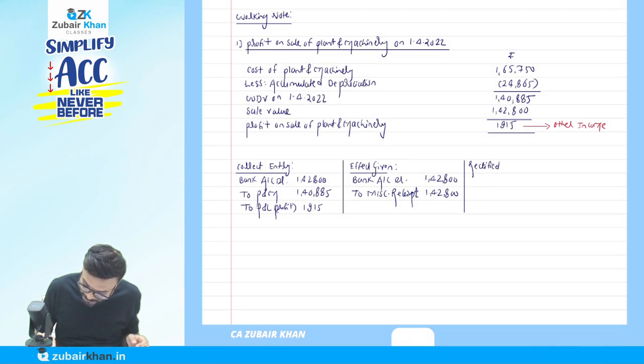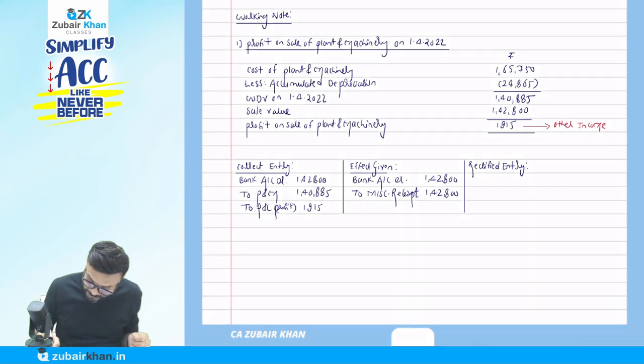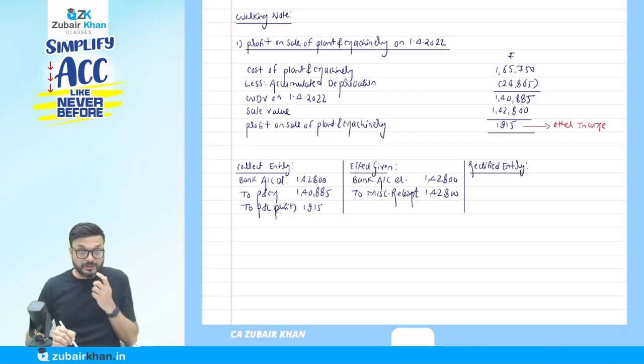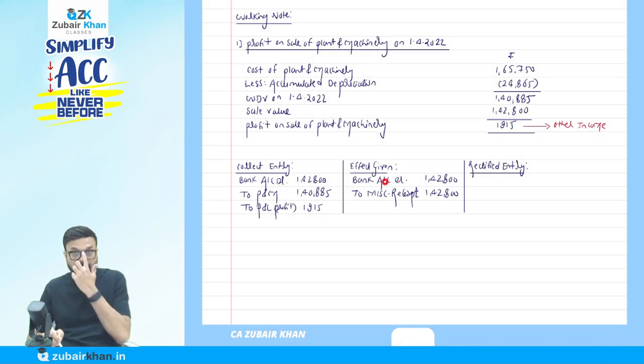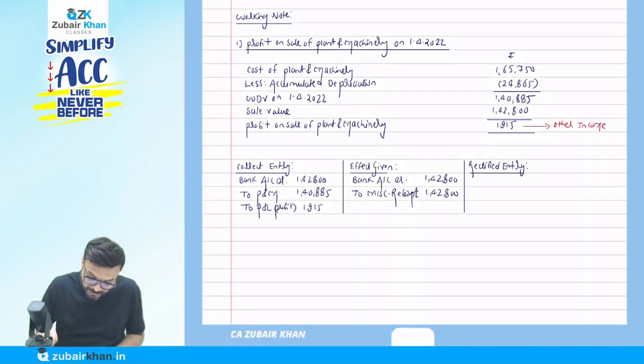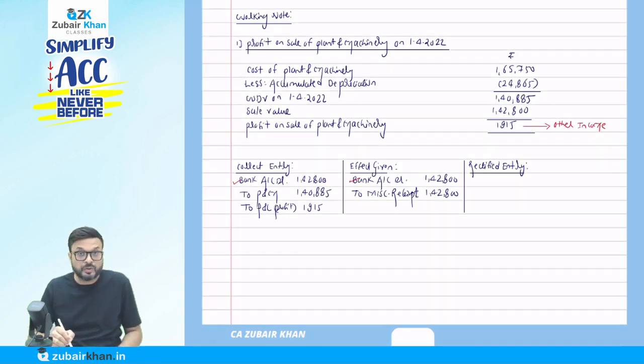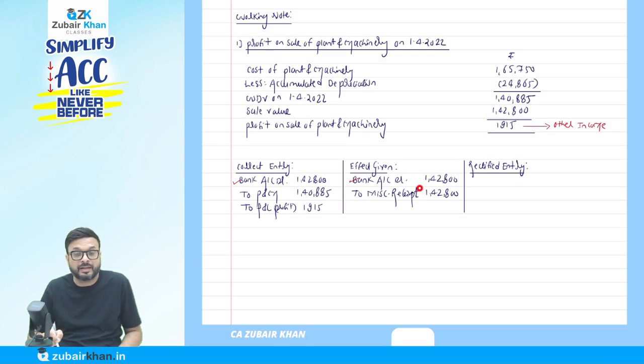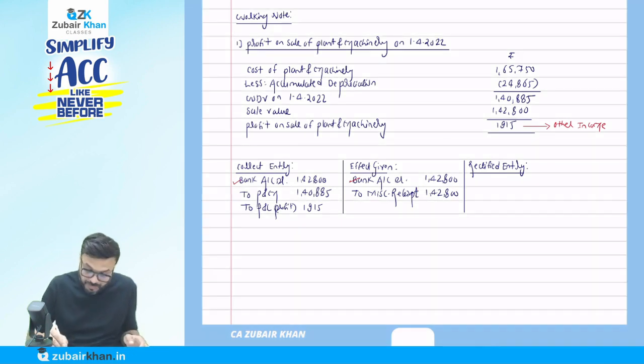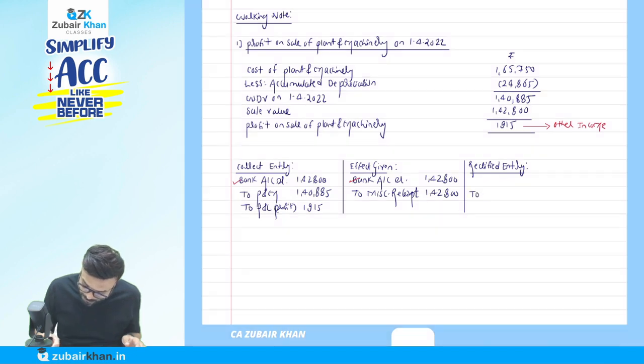Rectified entry. Now understand this point. Which account should be debited? Bank account should be debited here. Have they debited the bank account? Yes, they have debited the bank account, so there is no problem in that. Now here the plant and machinery account should be credited, but they have not credited it. They have credited miscellaneous receipt. So we have to credit plant and machinery account.